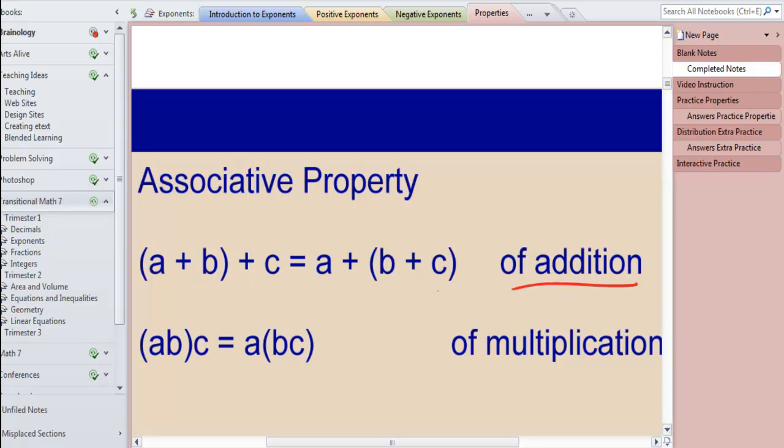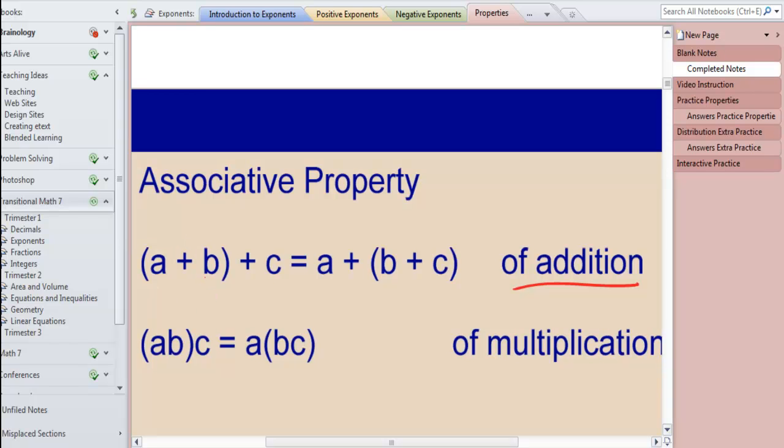So what this property is telling you is it doesn't really matter. If you have all addition, you could start with adding the B plus the C first, or you could start with adding the A plus the B first. So you could put parentheses wherever you want. It means the same thing as the commutative property. It's just addressing order of operations when you have parentheses.